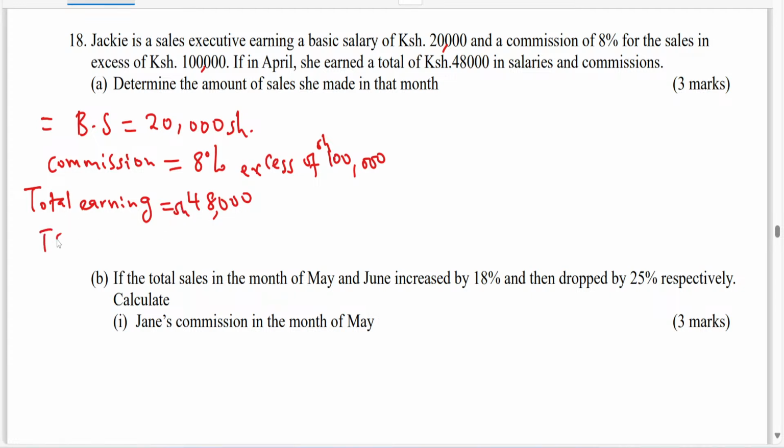So how do you get your total earning? It is usually your basic salary plus your commission. That's how you get your total earning. But let's say you wanted to get only the commission. If you rewrite the equation, commission equals total earning minus your basic salary.